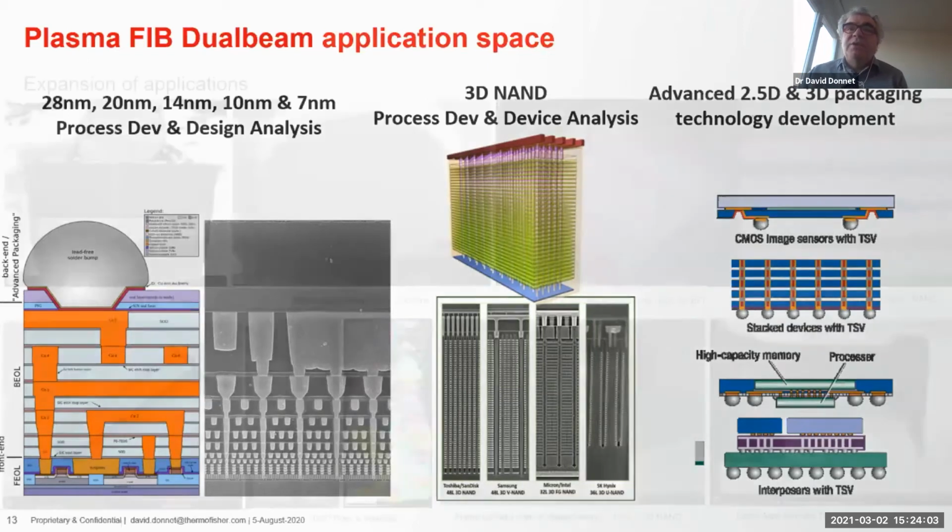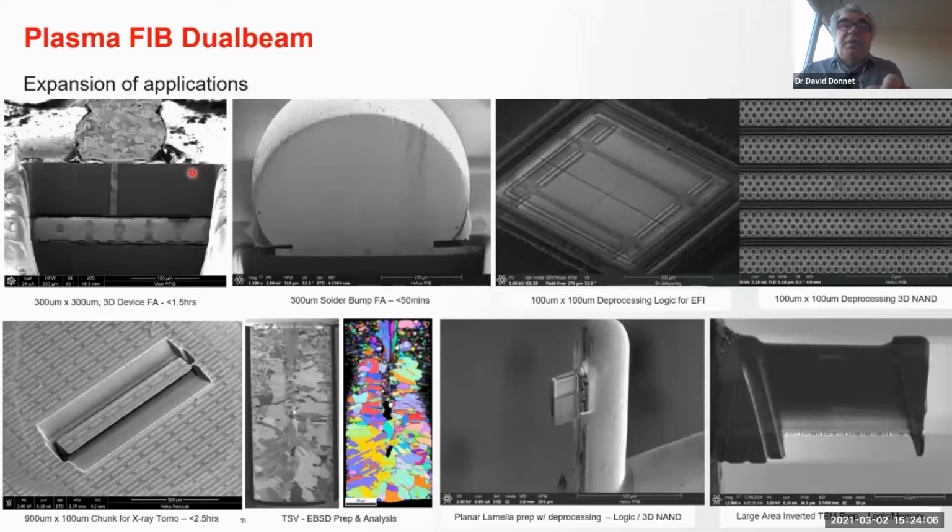So what are these applications? Not surprisingly, this includes large cross-sectioning, delayering of logic devices, delayering of NAND devices, being able to remove huge biopsies. This is 900 microns long, and in this case, it was used for preparing samples for X-ray tomography. We can do large area analysis, either EDS or EBSD, in this case of a TSV. And we can do lamella preparation, and I'll discuss that a little bit later as well.